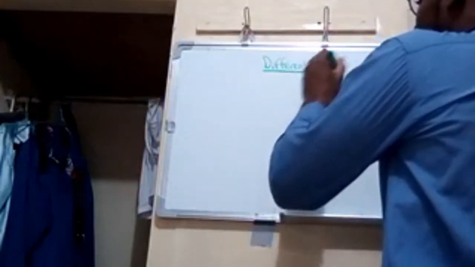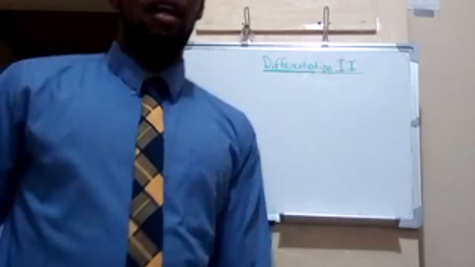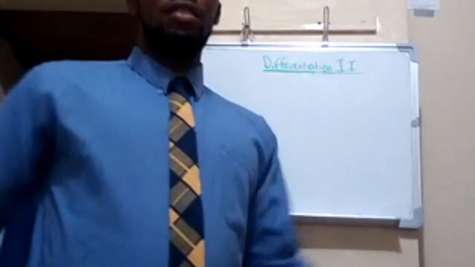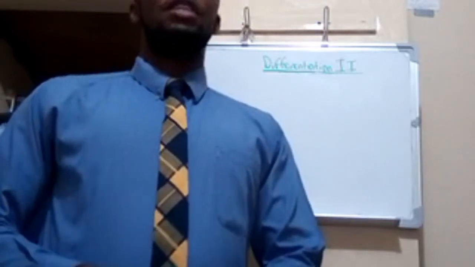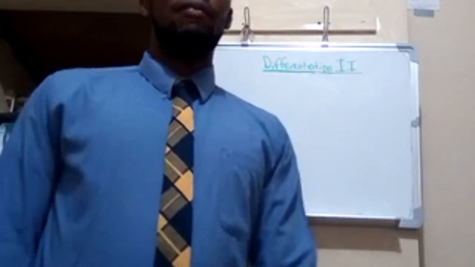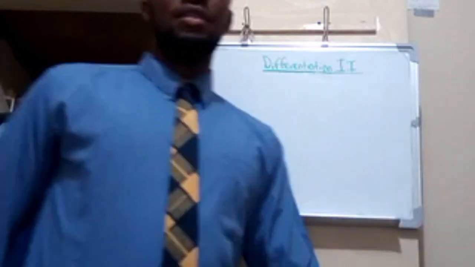Alright, so now for part 2, what we're going to be looking at is how to differentiate exponential functions, logarithmic functions, and the natural log function. So we need to know how to differentiate these types of functions. Just like when we were doing differentiation 1 from unit 1, we had to learn particular rules. We're going to have to learn some rules to differentiate these types of functions.